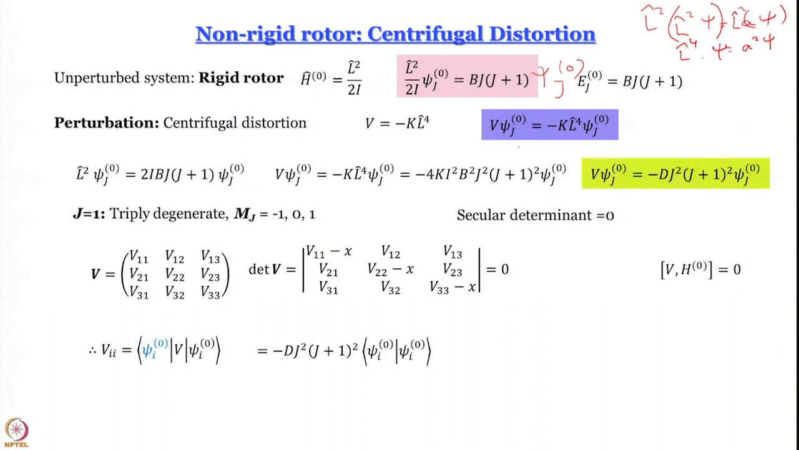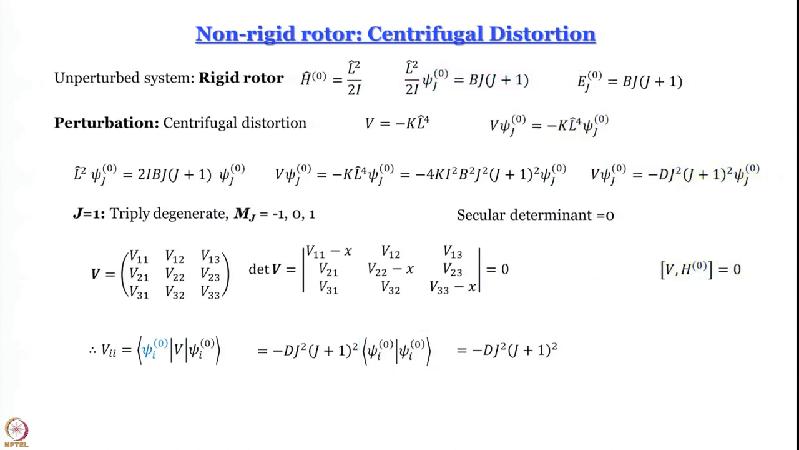We know what that is, isn't it? We know that this is equal to 1. Great. So, already we have simplified and we have found the expressions for Vii. So, the expression will be minus d into j square into j plus 1 whole square.